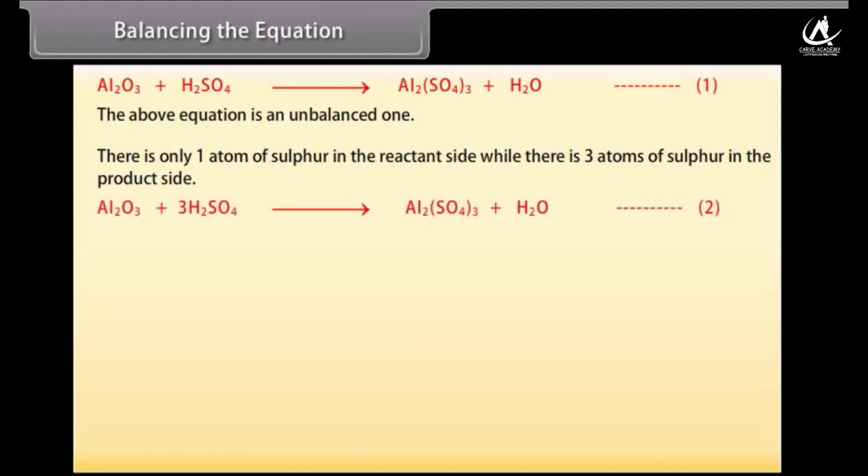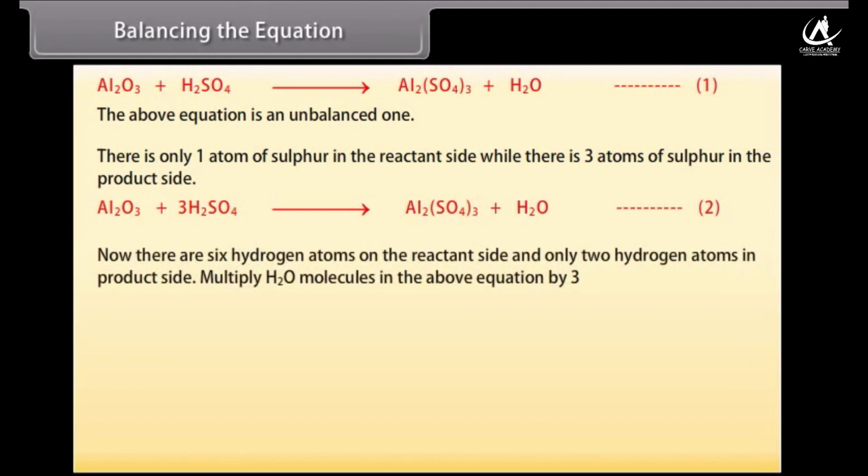Al2O3 plus 3H2SO4 gives Al2(SO4)3 plus H2O, equation 2. Now there are 6 hydrogen atoms on the reactant side and only 2 hydrogen atoms on the product side. Multiply H2O molecules in the above equation by 3.